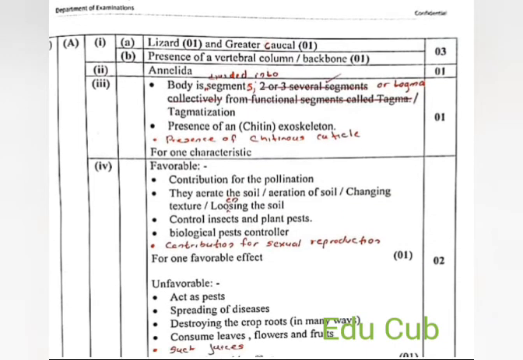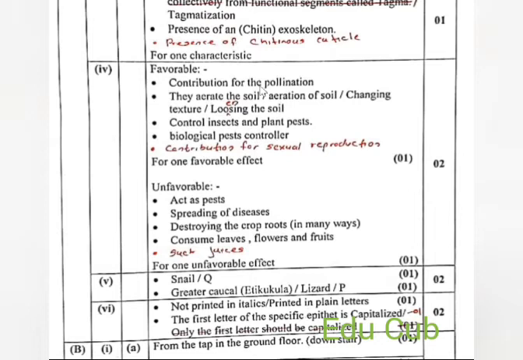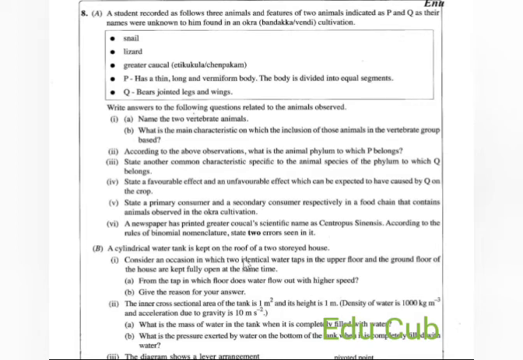Okay. Favorable effects are contribution to pollination, control of insects and plant pests, biological pest control, we can take it like that. Unfavorables are acting as a pest, spreading of diseases, destroying the crop roots, consuming leaves, flowers and fruits. Okay. Five, state a primary consumer and a secondary consumer respectively in a food chain which contains animals observed in the okra cultivation.